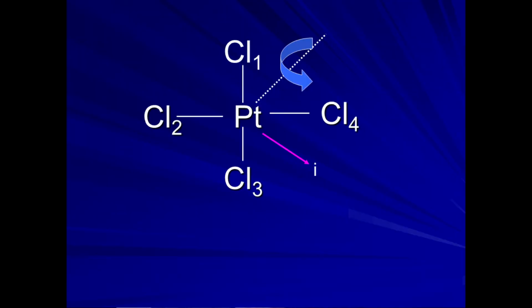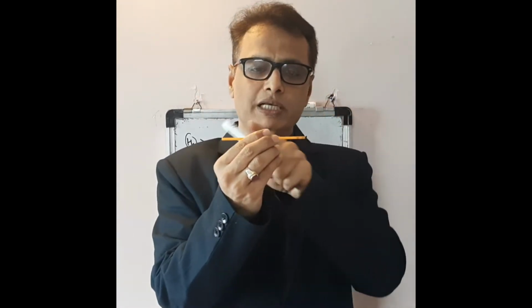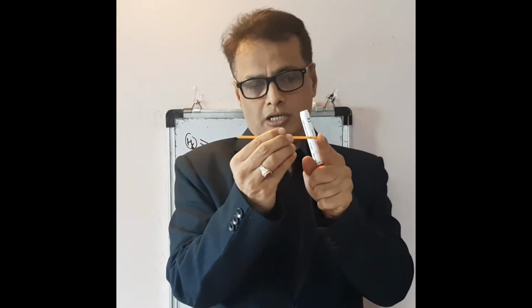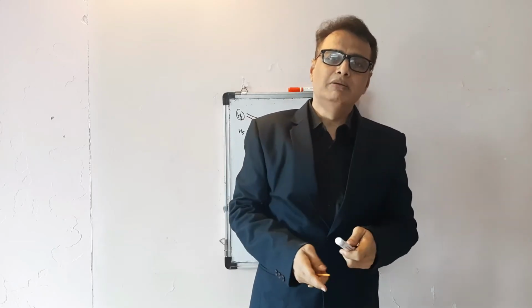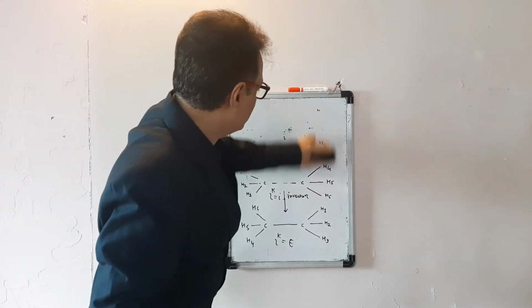Similarly, this is your N2 molecule. Nitrogen is placed here, this is the second nitrogen. So here you will also get center of symmetry. In the benzene molecule, you will also get center of symmetry. PtCl4, N2 and benzene have center of symmetry.